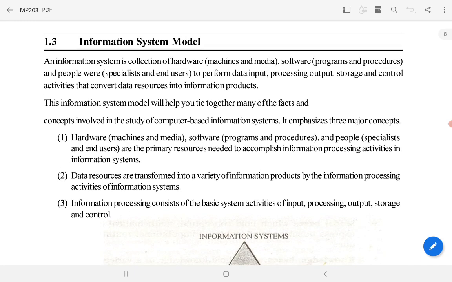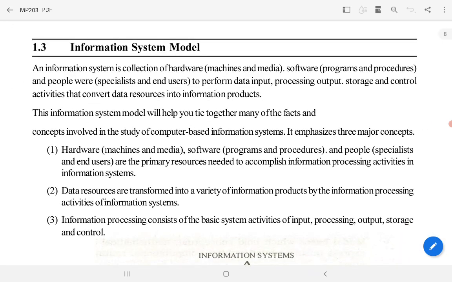So what is an information system and the information system model? An information system is a collection of hardware, meaning machines and media, software, meaning programs and procedures, and people, meaning specialists and end users, to perform data processing like input, processing and output, storage and control activities that convert data resources into information products.